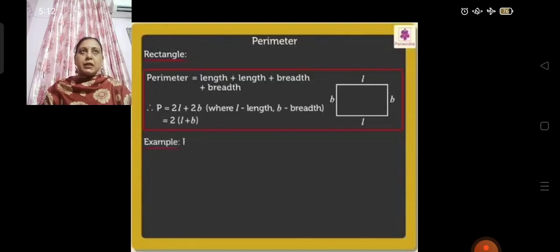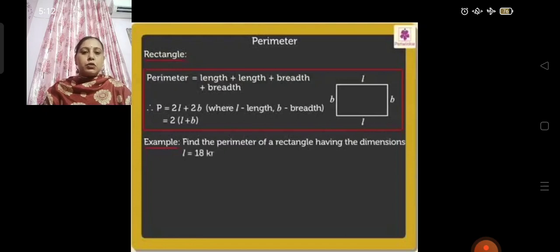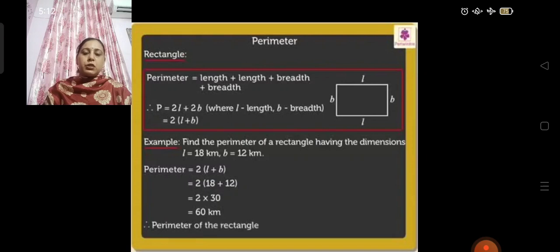Now let us understand this by one example. To find the perimeter of a rectangle having the dimensions L equal to 18 kilometer and the width as 12 kilometer, I will write the formula as 2 times (L plus B). I will substitute the value of L as 18 and B as 12. So I will get 2 into (18 plus 12), which is 30. So I will get 2 into 30 as 60 kilometer. So this is the perimeter of a rectangle, 60 kilometer.